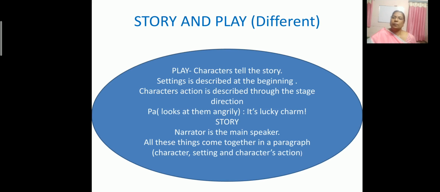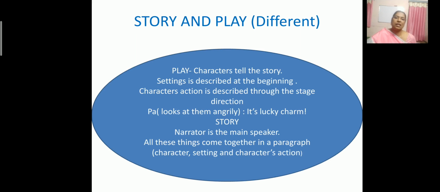Now see the play. In a play, characters tell the story. So in a play, each and every character's name will be there at the beginning, isn't it, children? They tell the story. They will tell the dialogue. Now the setting is described at the beginning. In the play, right at the start it will be given. So scene 1: where does scene 1 take place? That particular setting will be given at the beginning only in a play.